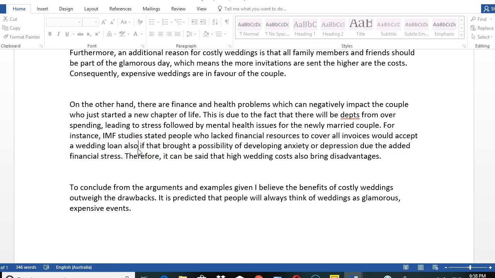This sentence is confusing, completely confusing. I'm really sorry to say that, but it is, because it says that people who don't have money, so I'm kind of translating this into simple English, people who don't have money to pay for their debts will accept a loan, also on condition that they develop depression. This is illogical. You probably mean that people who don't have money and take a wedding loan may end up suffering from anxiety or depression.